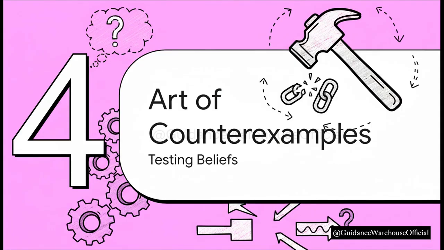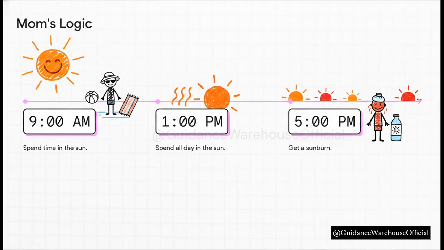Section 4. The art of counterexamples. So, what happens when someone makes a logical statement that you think is flawed? How do we test these rigid logical rules in the real world? Imagine this scenario. A mother looks at her teenager and says, "If you spend all day in the sun, you'll get sunburned." Let's map out mom's logic.